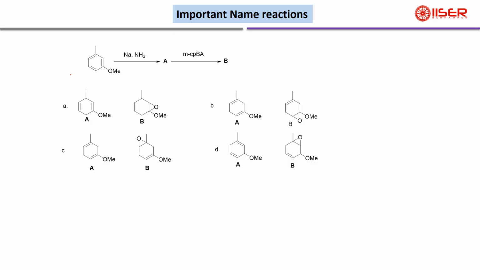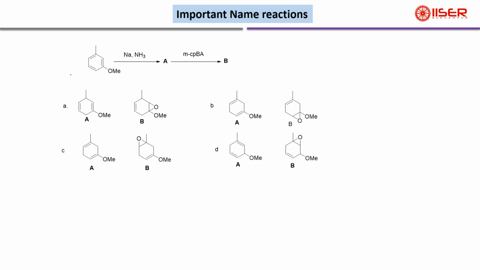Let's go to the next question. What will be A and B? This is simple. The first step is Birch reduction. The second step is MCPBA, this epoxidation. So what will be A and B? If you can determine A, B is simple.